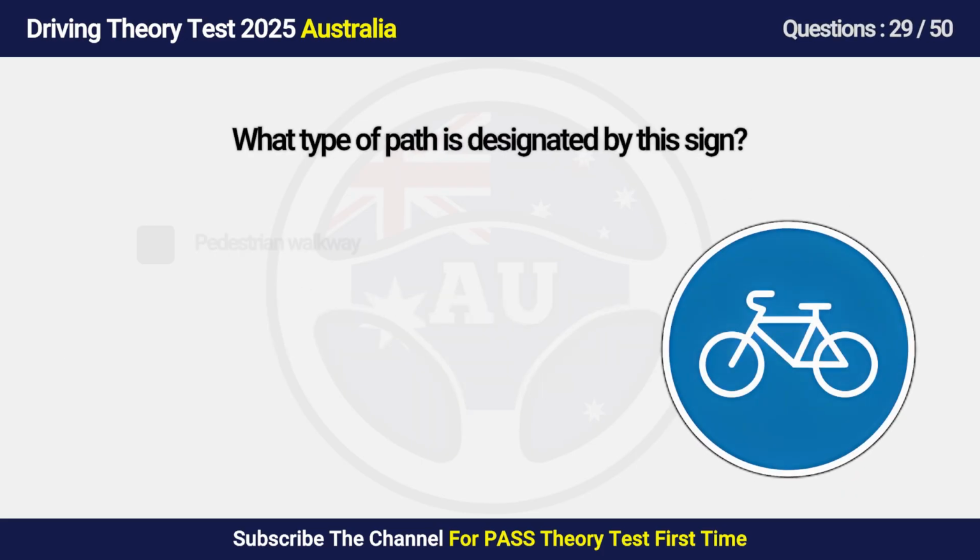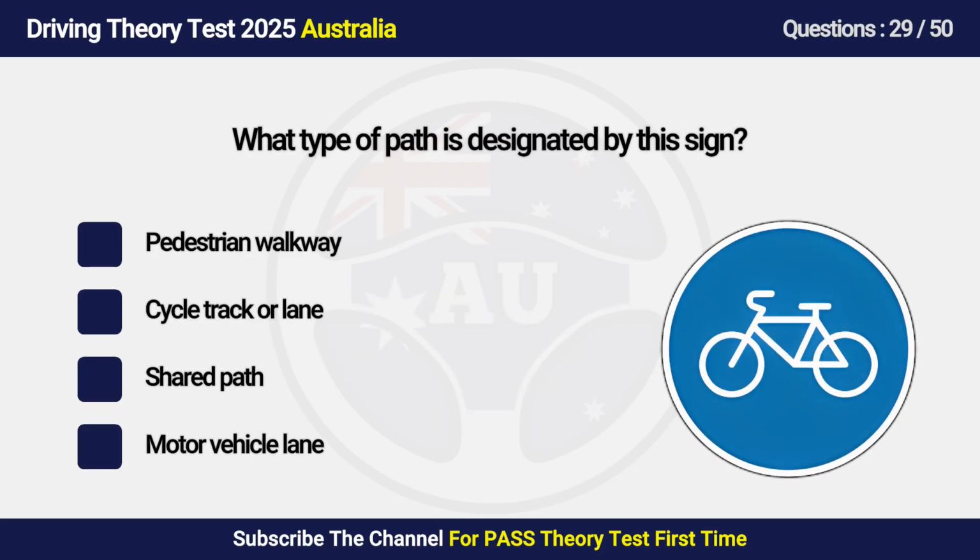Question 29. What type of path is indicated by this sign? A, pedestrian walkway, B, cycle track or lane, C, shared path, D, motor vehicle lane.